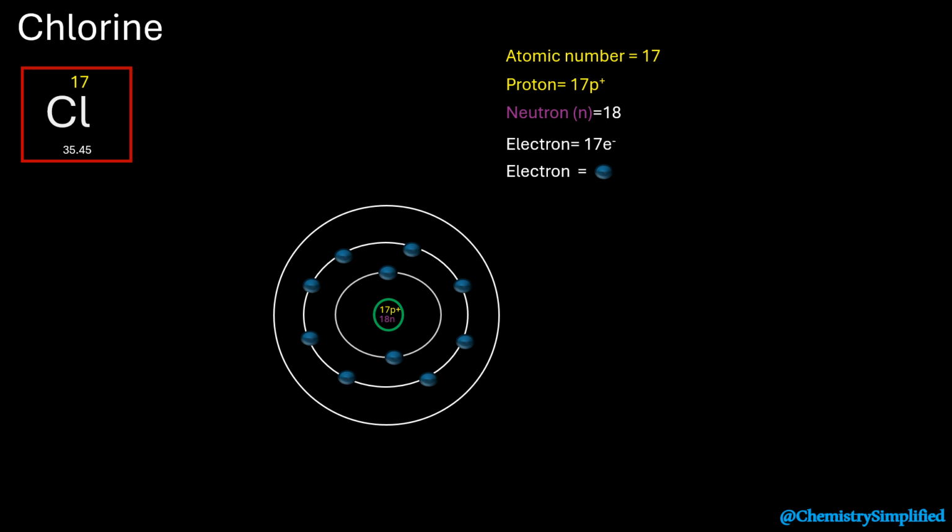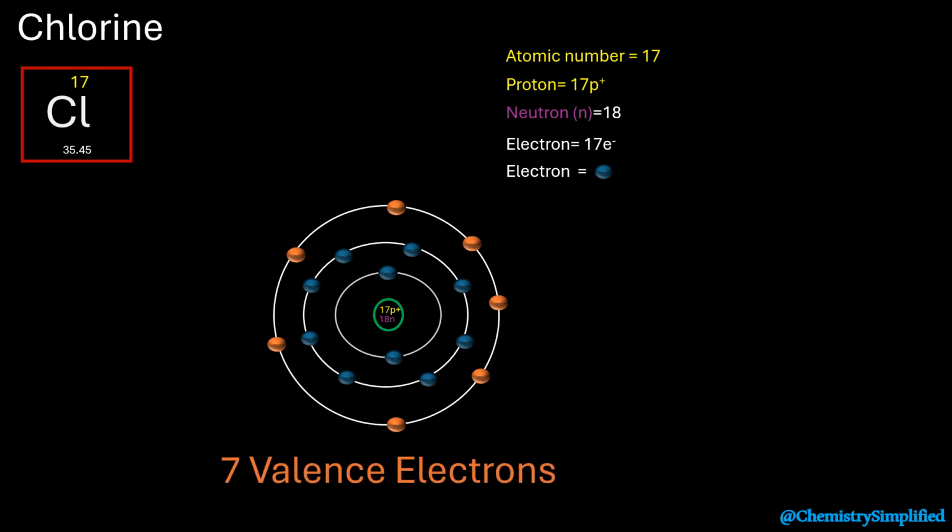So we bring another energy level. Remember, chlorine is in period 3, so we expect to have 3 energy levels. And in the third and last energy level, we should expect to have 7 electrons to make it a total of 17. So we have 7 electrons in the last energy level, and these are also the valence electrons for chlorine. So chlorine has 7 valence electrons.